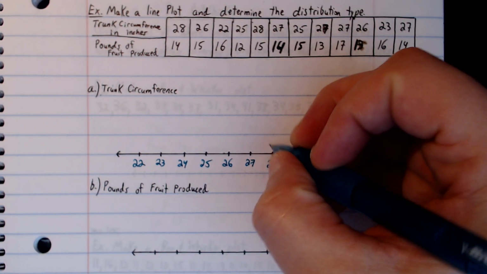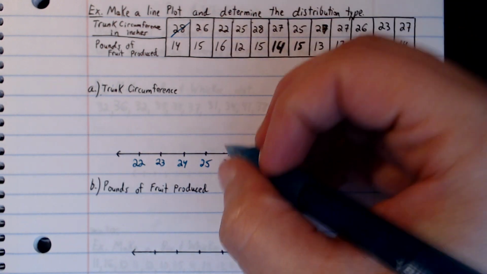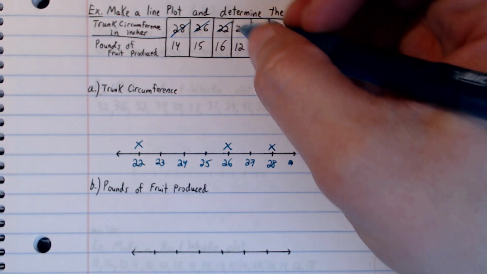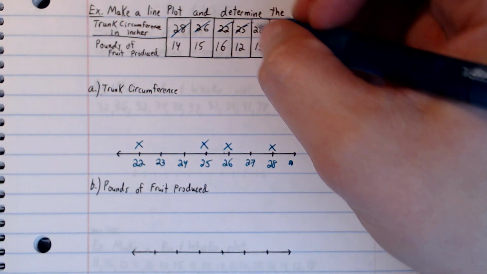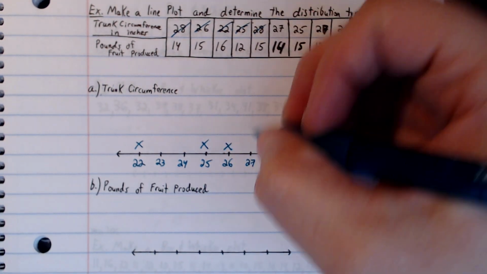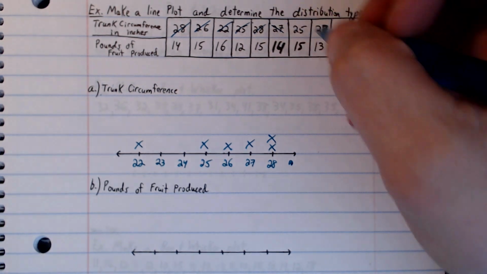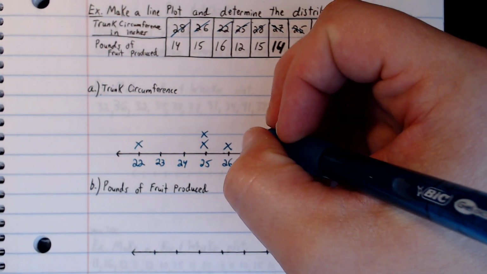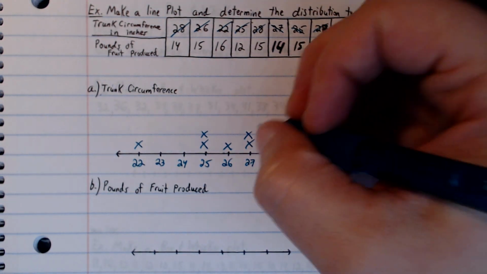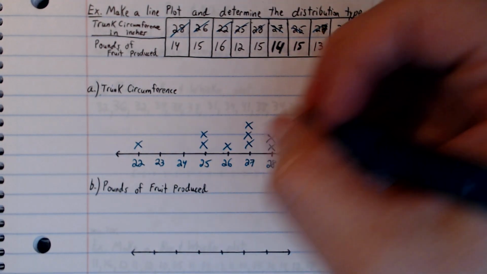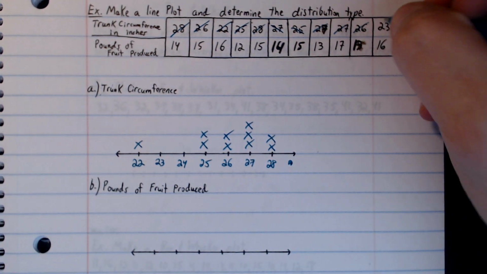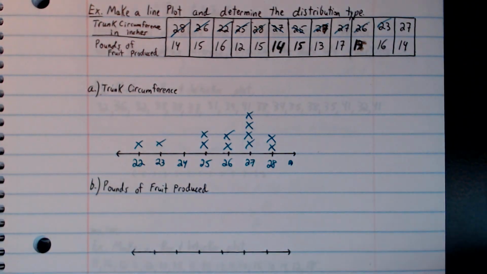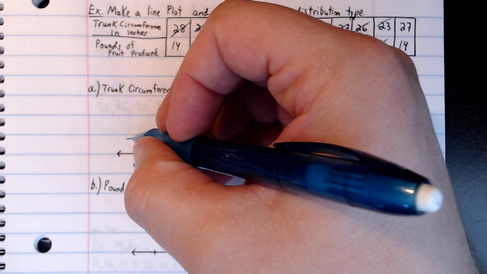So 28, 26, 22, 25, 28 again, 27, 25, 27 again, 27 again, 26, 23, and 27 again.